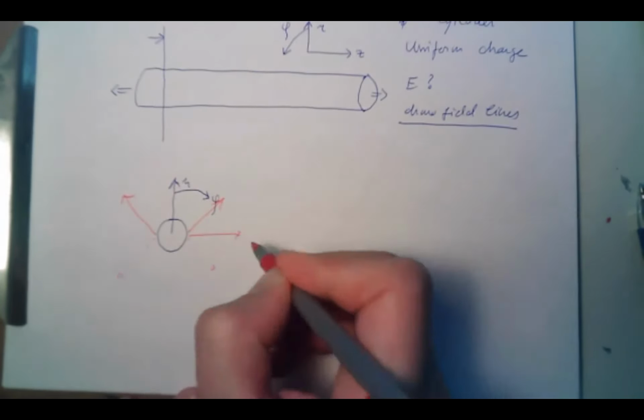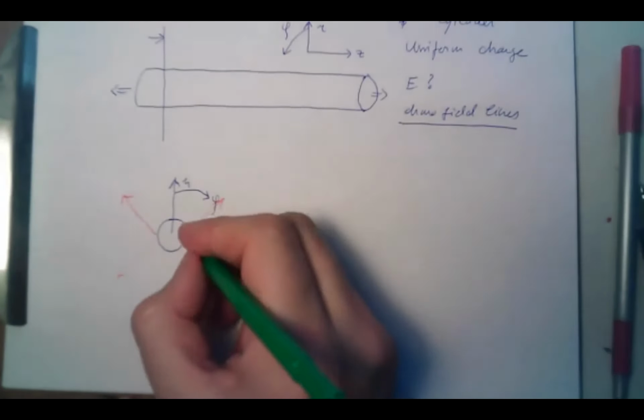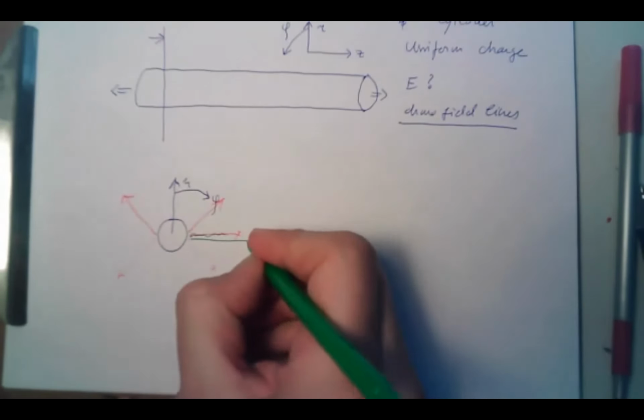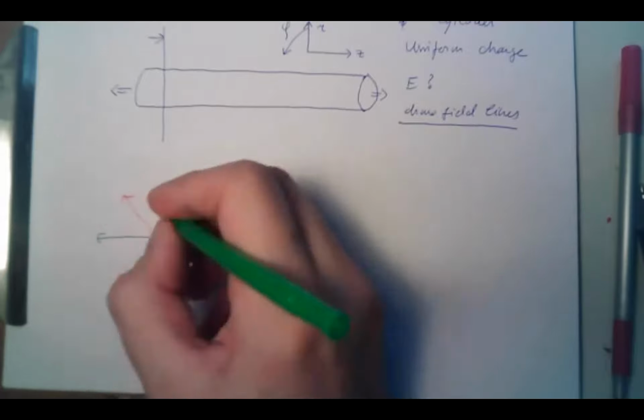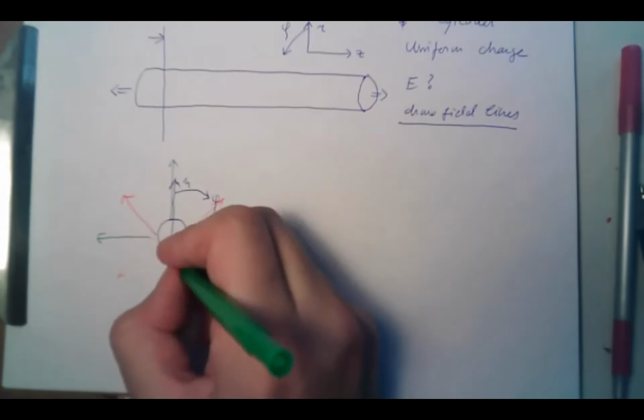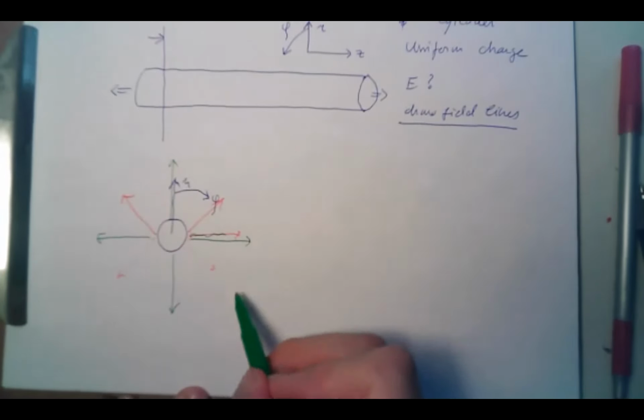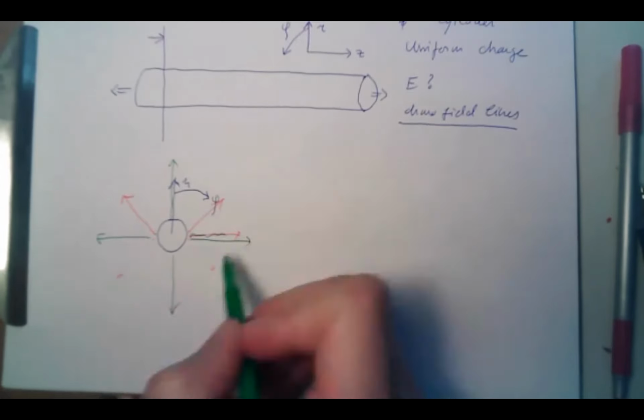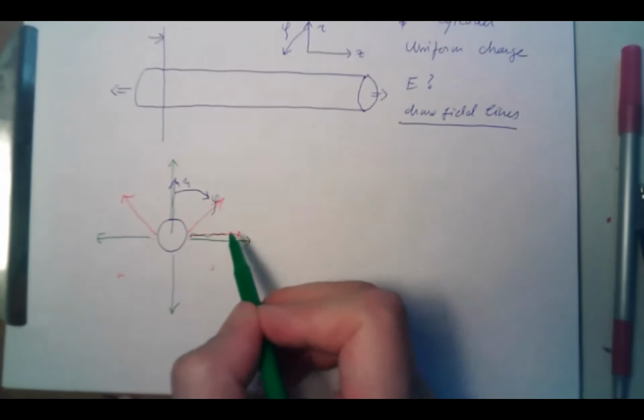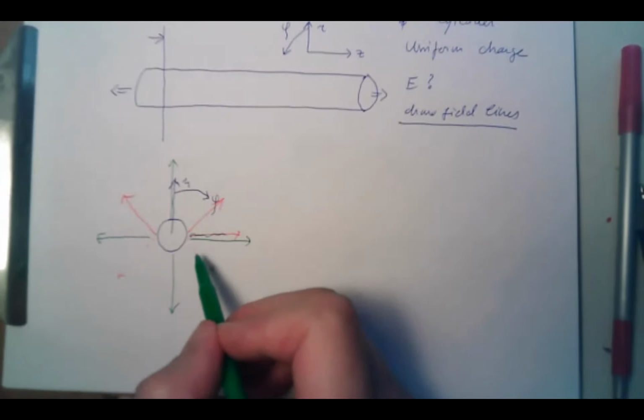So this type of field line is allowed, because when I rotate this thing around, the configuration of the electric field does not change.